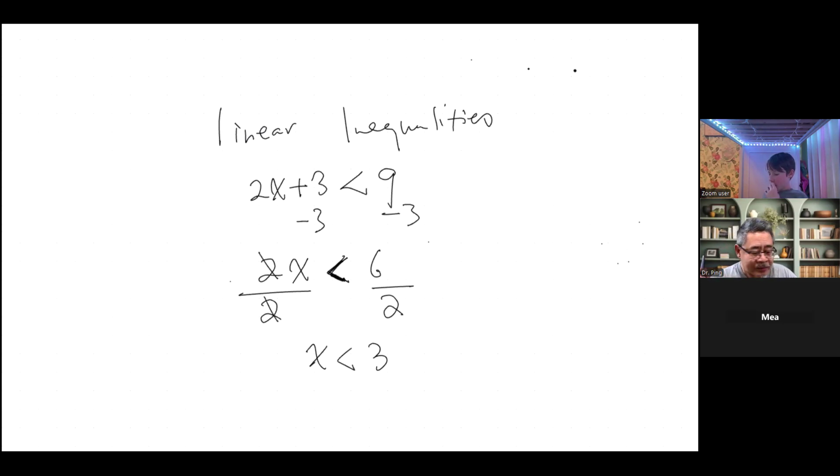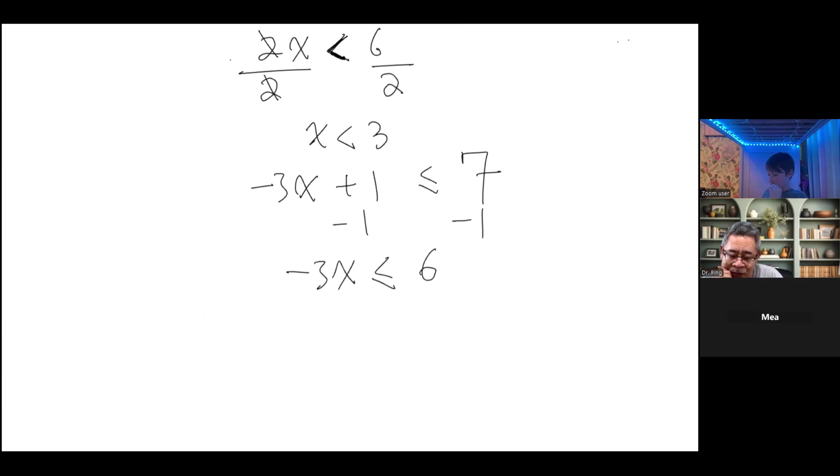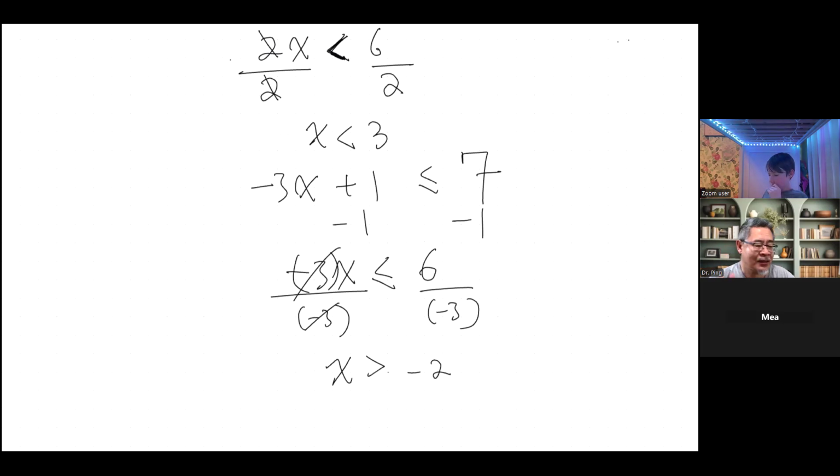Okay. Now we're going to look at another example. For example, negative 3x plus 1 less than or equal to 7. Again, we can minus 1 on both sides. Then we got negative 3x less than or equal to 6. And if we divide by negative 3, this side, of course, they cancel. We got x. And this side is negative 2. But now, because we divide by a negative, we have to flip that. So it becomes x greater than negative 2.